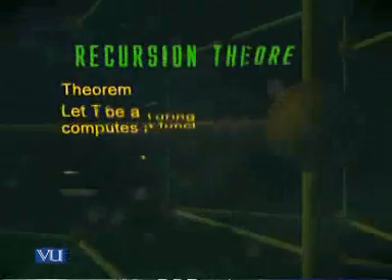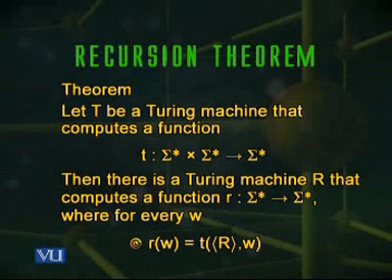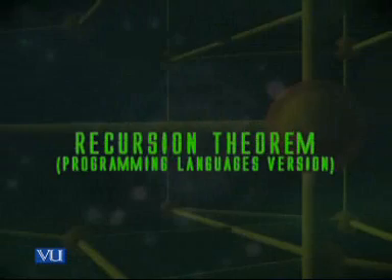Let's look formally at what it says. It says that if you have a Turing machine T which computes a function from sigma star cross sigma star to sigma star, then there exists another Turing machine R which computes a function little r such that little r of W is the same as T of the description of R comma W. So this Turing machine R performs the same analysis on itself as T would have performed on some other Turing machine.